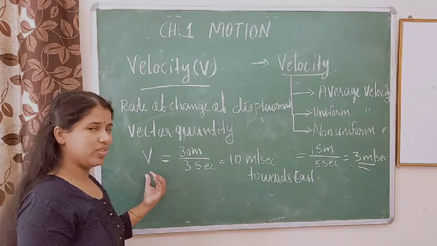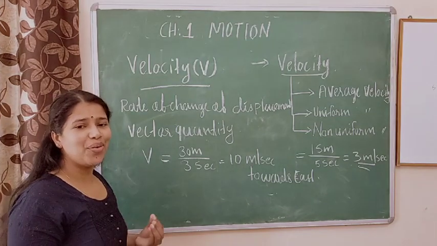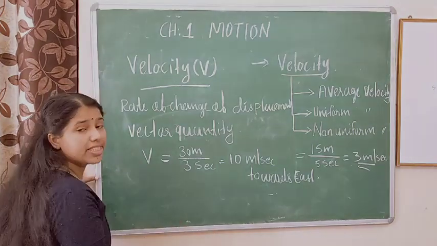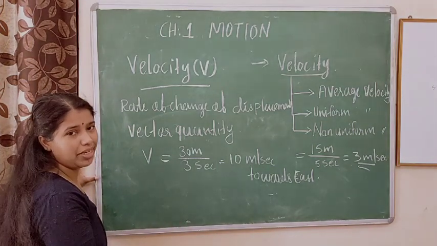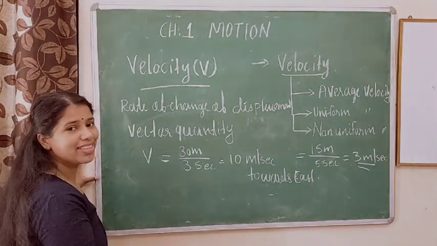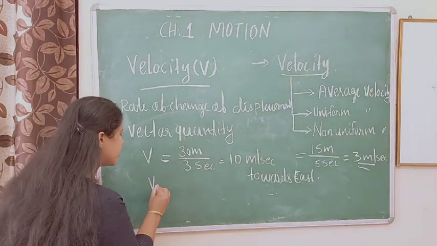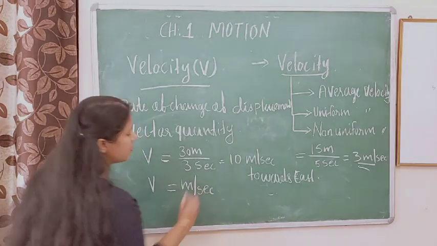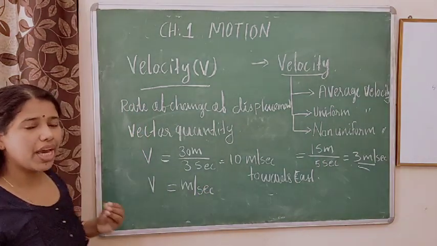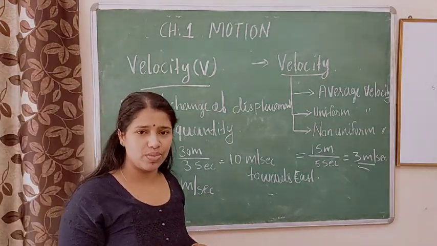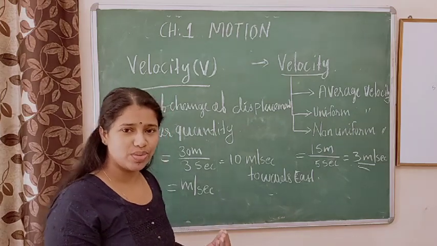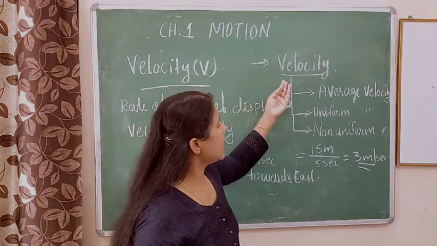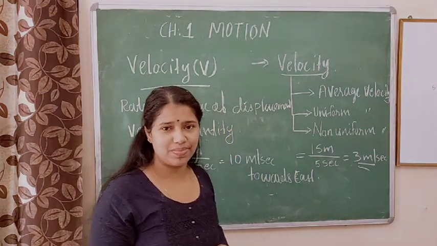This is velocity. What is the SI unit of velocity? Distance means displacement, and the SI unit is meter. Time SI unit is second. Then velocity also has the same unit, SI unit, meter per second. Here also we can use kilometer per second, centimeter per second. Okay.